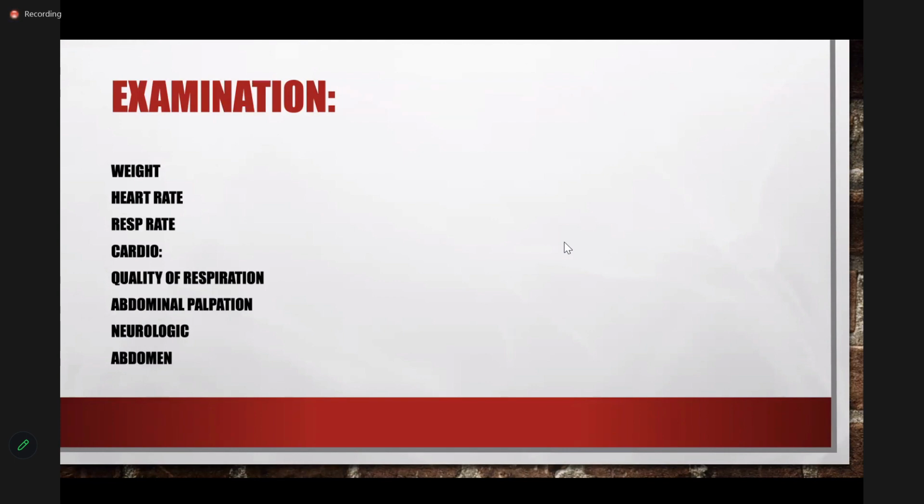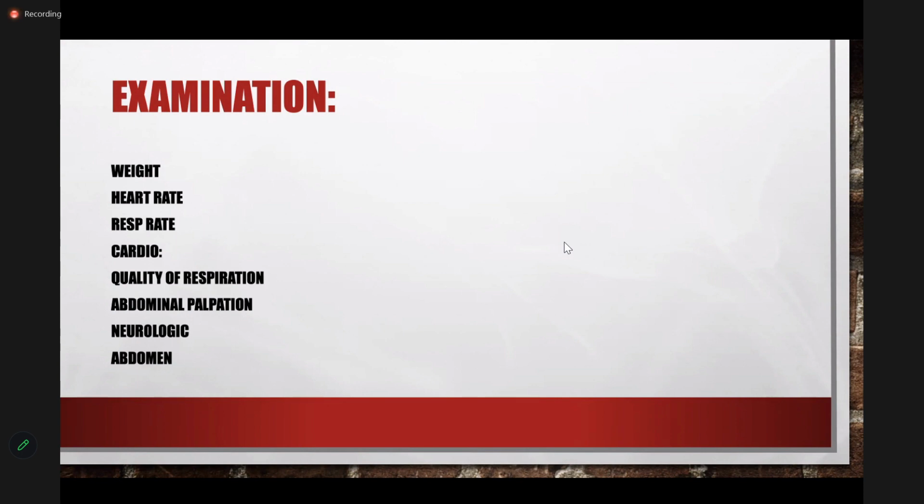Quality of respiration. You need to check the quality of respiration. Is the animal having difficulty breathing? Is the breathing normal? Is there abdominal breathing? Meaning, if there's abdominal breathing, the abdomen is getting sucked in every time the dog inhales. So that's not normal.